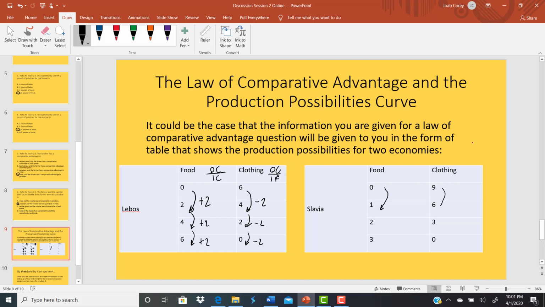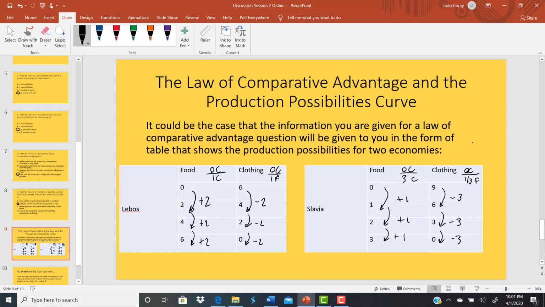Now, when it comes to Slavia, when they go from 0 units of food to 1 unit of food, their clothing goes from 9 to 6. So as they add 1 unit of food, they're giving up 3 units of clothing. As you can see, that's the same all the way down. Every unit of food that they add, they're giving up 3 units of clothing, all the way down to if they produce 3 units of food, they're not going to have any resources left for clothing, right? So the opportunity cost of 1 unit of food is 3 units of clothing, and the opportunity cost of 1 unit of clothing is 1/3 of a unit of food, right?